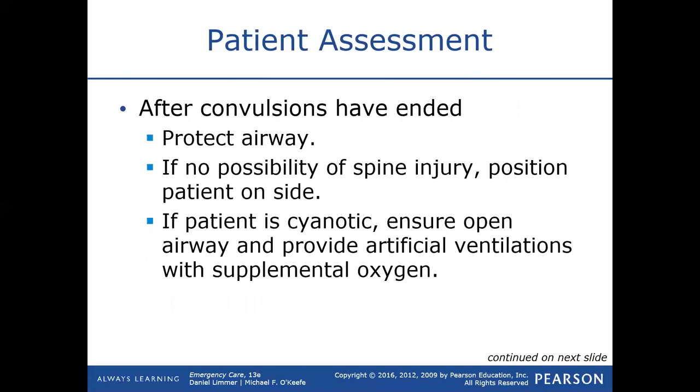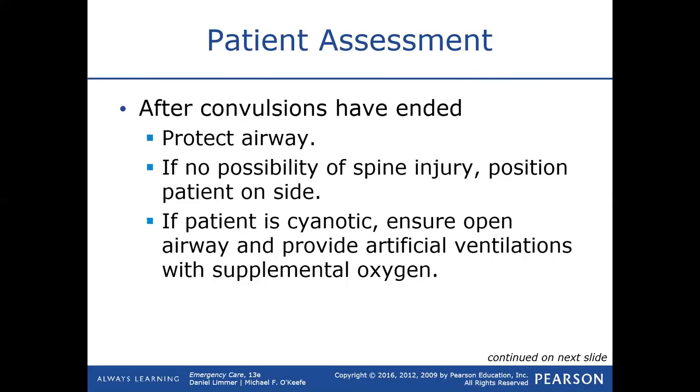Okay, but after we're done with the convulsions, we're going to think about their airway. What position are they sitting in? Did they choke on something while they were seizing? If there's no possibility of spinal injury, position the patient on their side. Okay, put them on their side in the recovery position that we've talked about, right? If there's a possibility of a spinal injury, we don't want to mess with their C-spine at all. We might want to get a collar on that patient.